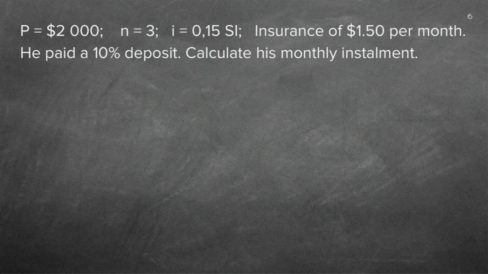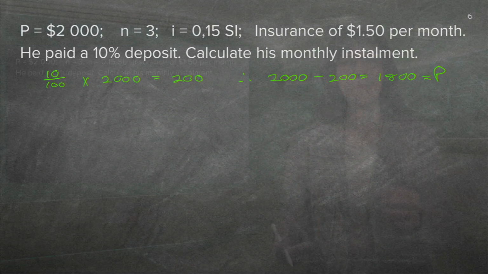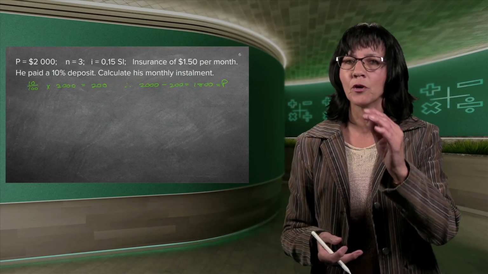So let's just see. In the beginning, I need to work out 10% of 2,000, which gives me a tenth, so it's 200. So my $2,000, I need to subtract 200 from, and that gives me 1,800. That is my P that I'm going to borrow from the bank. My present amount.